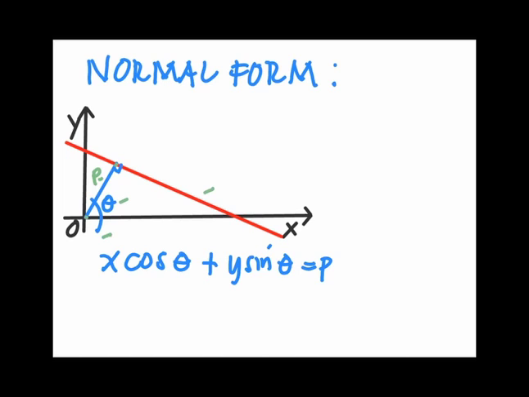We'll now derive an alternative equation for this normal form of the equation of the line. The equation that we'll be arriving at will be useful in converting the standard equation to its normal form. Again, the standard form of the equation of a straight line is given as ax plus by is equal to c, where a, b, and c are constants.